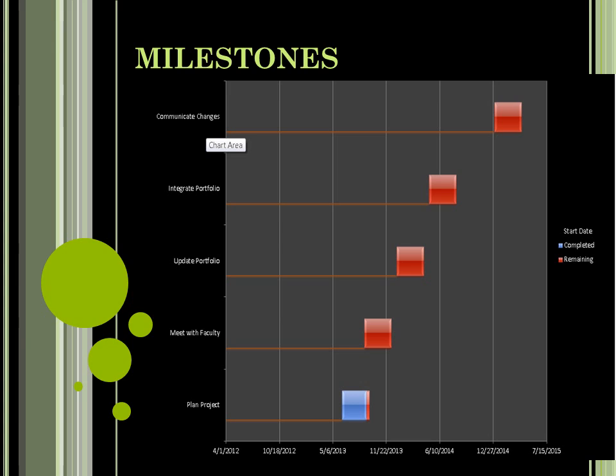The second milestone is meeting with faculty. The third milestone is updating the portfolio. The fourth milestone is integrating the portfolio. And the last milestone, which is more of an ongoing one, is communicating the changes to students and faculty. This is something that will happen each semester, but I think a big part of this milestone, especially the first semester where the changes have started, is communicating those requirements effectively. That will be a big milestone.